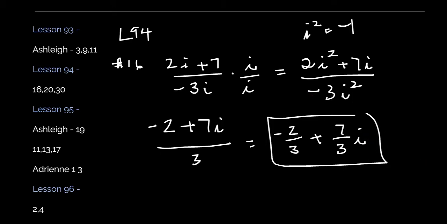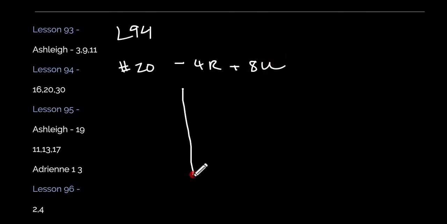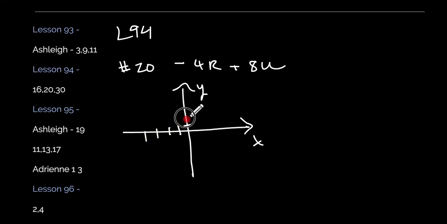All right, number 20. Lesson 94, number 20. Write negative 4 plus 8i in polar form. All right, so you just kind of want to graph to see where you're at. This is your y-coordinate, your x-coordinate. You're going over 4, and then you're going up 8. It's going to be in this quadrant. That's the main thing you have to know. So this is 4, and this is going to be 8.